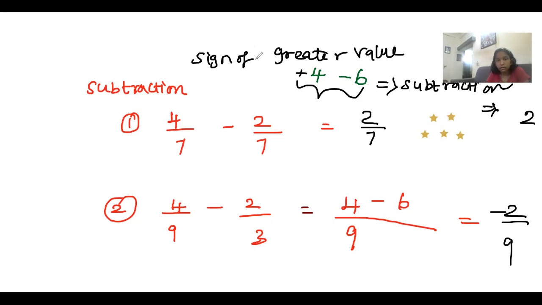Which one is greater here, 4 or 6? 4 because it's positive. No, I'm not asking about the sign. You just compare the numbers alone, 4 or 6. The number 6 is greater, isn't it? And the number 6 holds negative value. So you have to put negative sign in your answer.